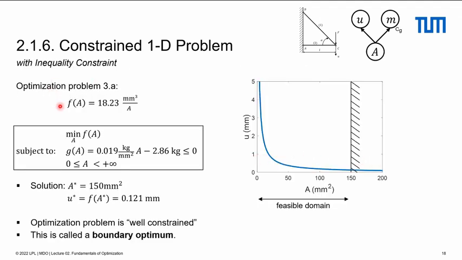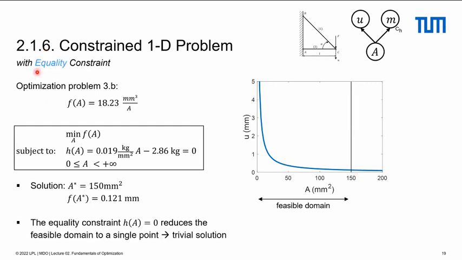So here's the mathematical formulation. Minimize f of a, design variable a. And here's our constraint function. And the obvious solution we will get will be this. So we'll get stuck at the right boundary. And it's important to note that at this constraint, typically our gradient does not vanish. But now we have a well-constrained problem when we have a boundary optimum.